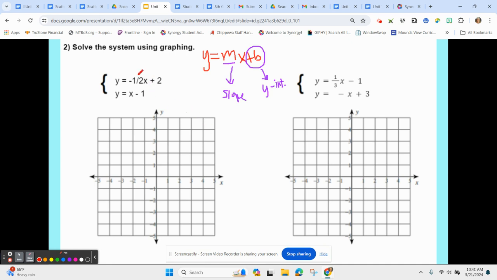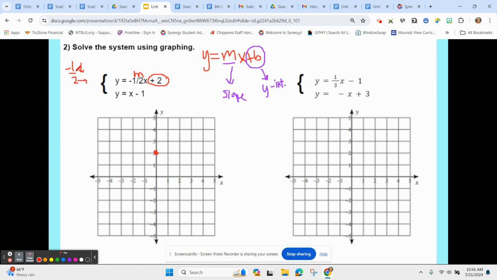So for this first part, I see that the measure of my slope m is -1/2. I'm just going to write it over here. A slope of -1/2 tells me that I'm going to be going down 1 and to the right 2 to find my next point. I'm going down because it's a negative slope. And for the startup, my y-intercept here on the y-axis, I'm going to start at a positive 2. So my y-intercept is right here at 2.